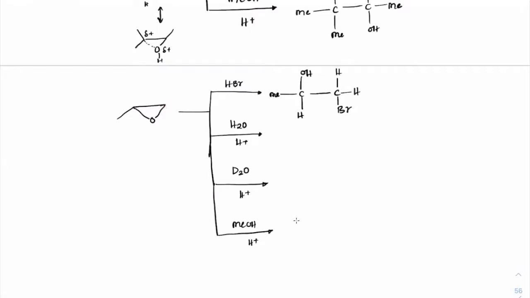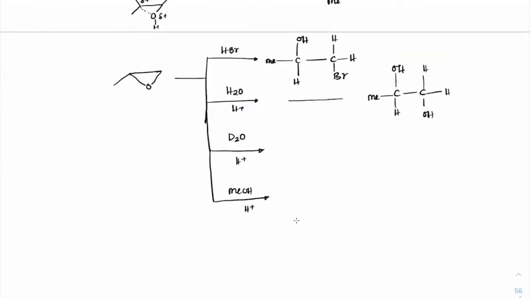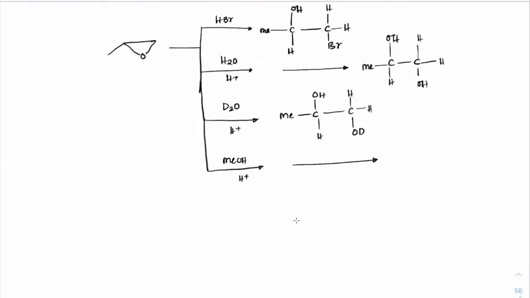And in the second case, if you see carbon, carbon, and same thing, OH here, methyl, hydrogen, hydrogen, hydrogen and OH here. Third case, we have methyl, carbon, OD, sorry, no, not OD, OH, H with C, H, OD and H. Fourth case here, Me, C, OH, H with C, H, H and OMe.